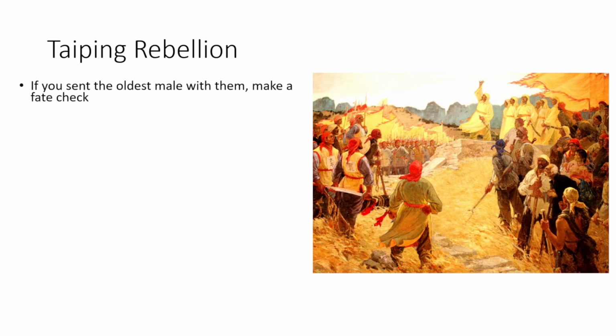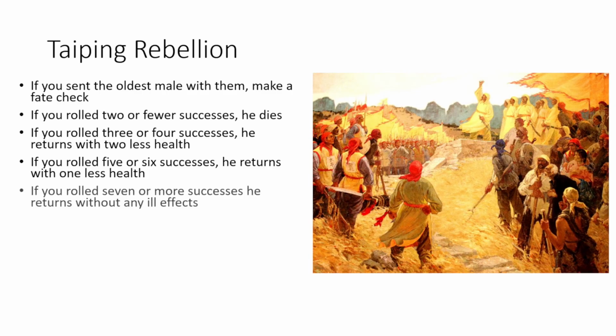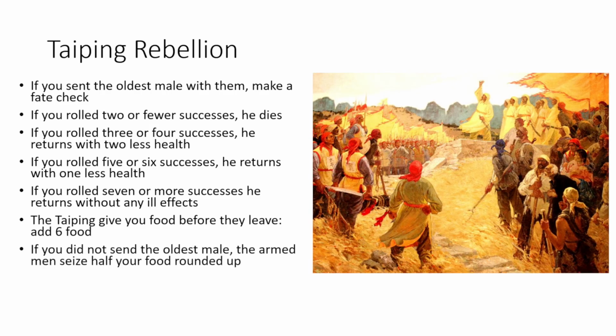If you sent the oldest male with them, make a fate check. If you rolled 2 or fewer successes, he dies. Remember, everyone rolls the fate check. If you rolled 3 or 4 successes, he returns with 2 less health. If you rolled 5 or 6 successes, he returns with 1 less health. If you rolled 7 or more successes, he returns without any ill effects. The Taiping give you food before they leave. Add 6 food. If you do not send the oldest male, the armed men seize half your food rounded up. So if you had 7 food, they would take 4.